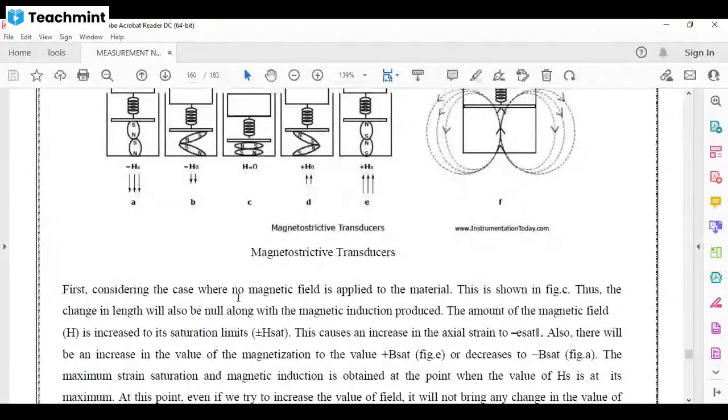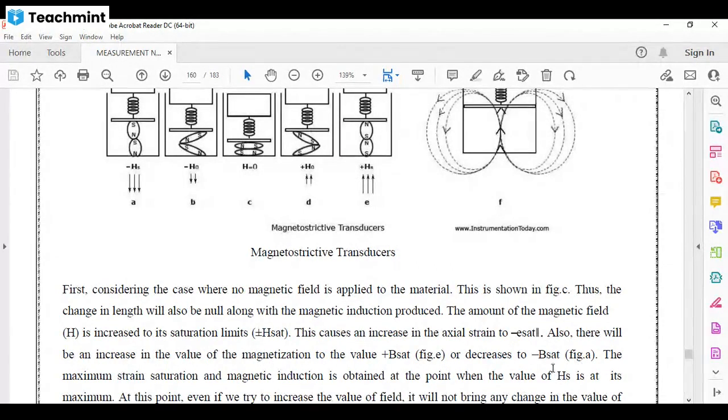First, considering the case where no magnetic field is applied to the material, as in figure A, shown in figure C, the change in length is also null, along with the magnetic induction produced. Then the magnetic field H is increased to its saturation limit, plus Hs or H sat, and this causes an increase of axial strain to E sat, and also an increase in the value of magnetization to the value of B sat in figure E.